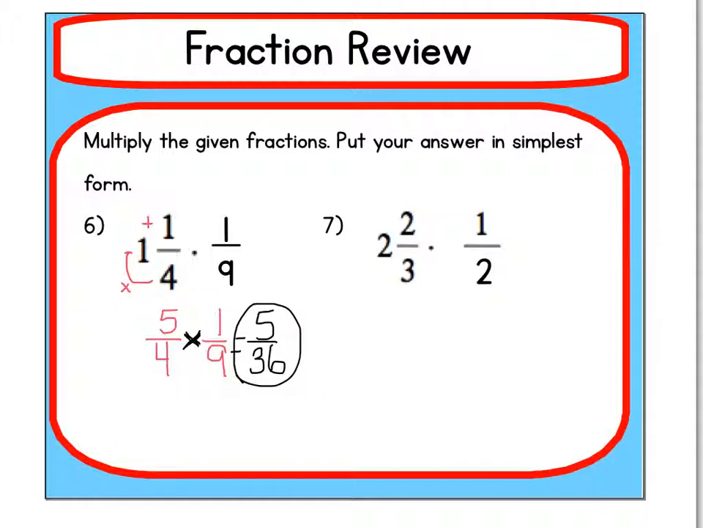Number 7 is very similar in that we have to change this to an improper fraction. 3 times 2 is 6. Plus 2 is 8, so I've got 8 over 3, I leave my denominator the same, times 1 over 2. When I look at my diagonal, 2 goes into both 2 and 8, so I'm going to reduce them. 2 goes into 8 4 times, and 2 goes into 2 1 time. 1 and 3 can't be reduced, so top times top gives us 4, and bottom times bottom gives us 3.